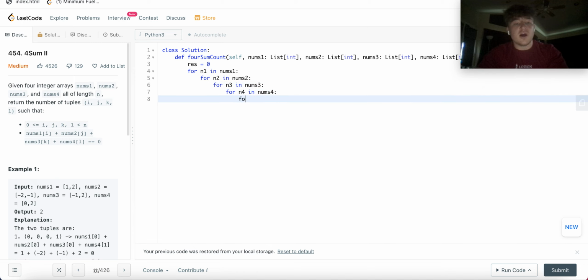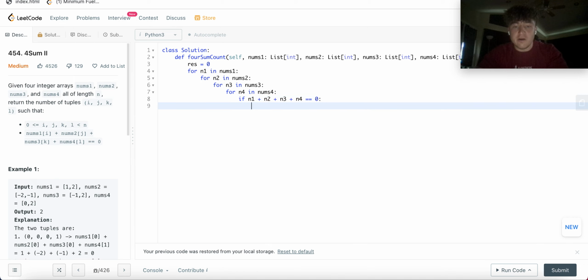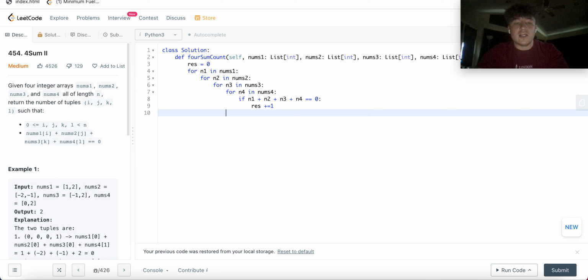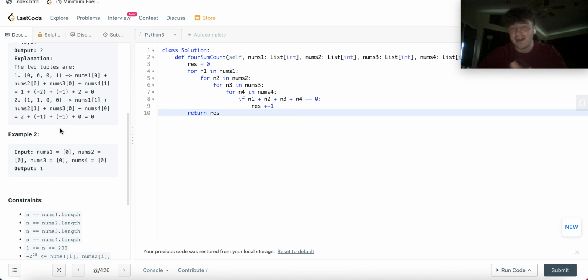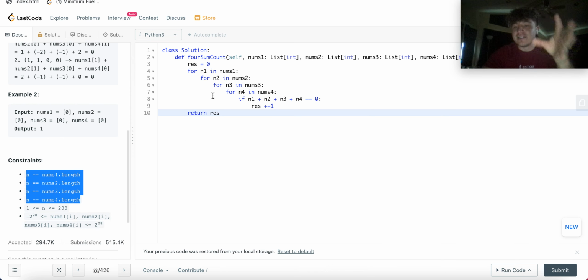Then we say, if a number from the first nums plus a number from the second nums plus a number from the third nums plus a number from the fourth nums equals 0, then we add to our solution. Otherwise, we don't, and at the end we just return res because that would be the answer to the problem. Now, this is all fine and dandy. It shows that you can approach a problem. You're not going to be stuck all day unable to find any solution. This is a solution. The issue is that given the constraints, this is going to take far too long and you're going to get a time limit exceeded error.